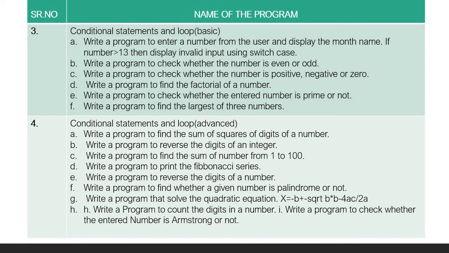Next program in this basic conditional statement is to write a program to check whether the number is even or odd. Third program is to check whether the number is positive, negative or zero. Fourth program is to find the factorial of a number. Next program is to check whether the entered number is prime or not. And the last program within this is to find the largest of three numbers.